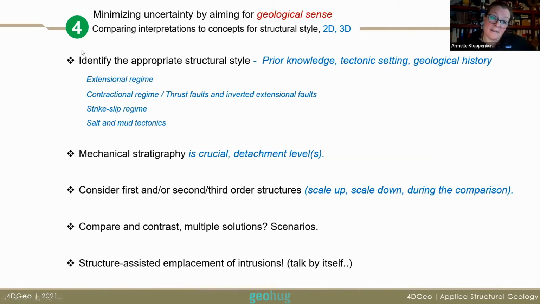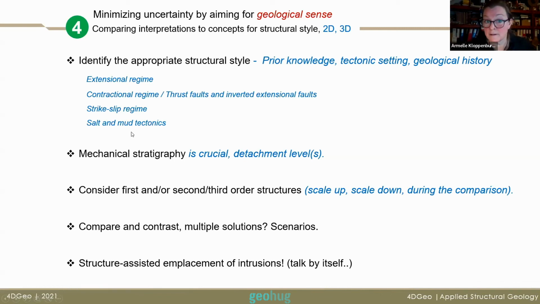And then last, number 4, last in this series of 4 things, is comparing your interpretation to concepts for structural style. And you could talk a week about that. But to identify an appropriate structural style for a particular area, people divide structural regimes into extensional regimes, contractional regimes. That's a crustal scale. So, for example, identify thrust faulting, or inversion to be an important way in which rocks deform. It could be a strike slip regime or deformation related to salt and movement of mud, so mud tectonics.